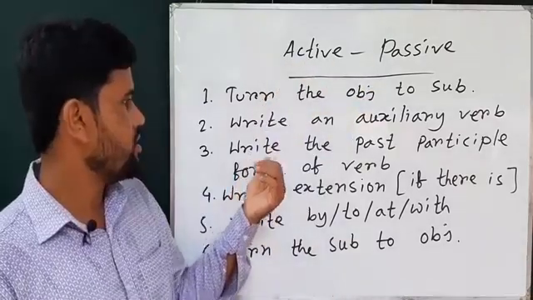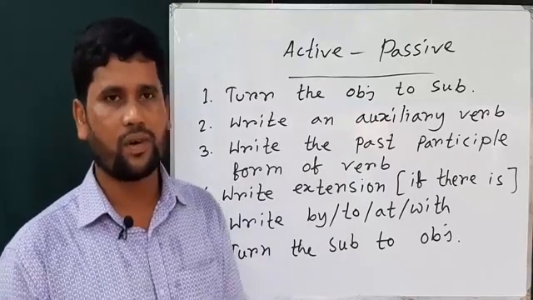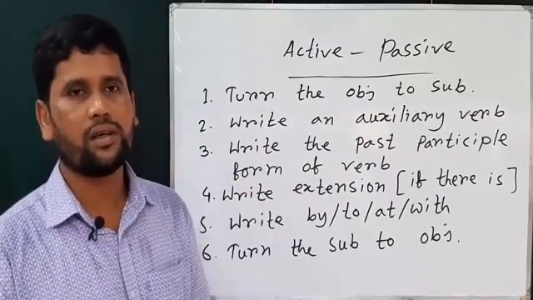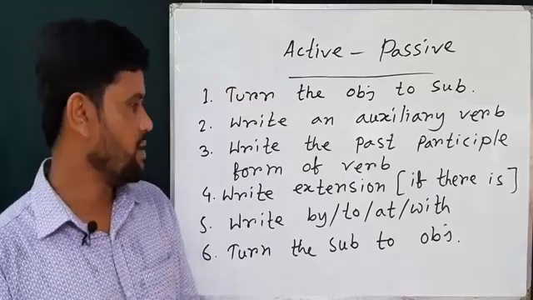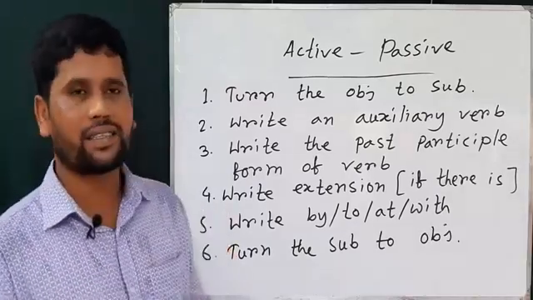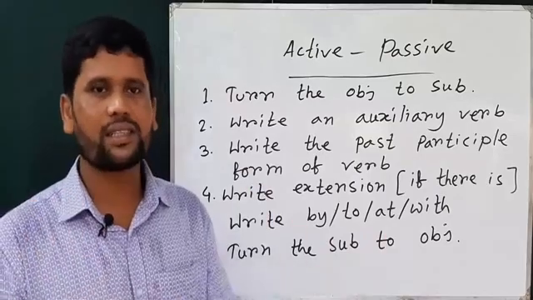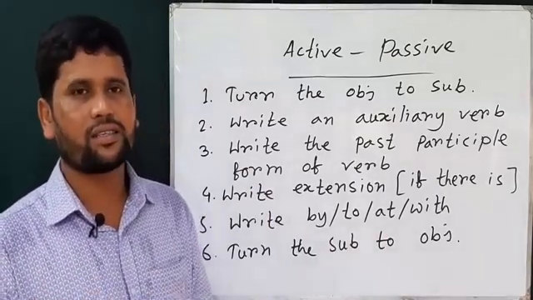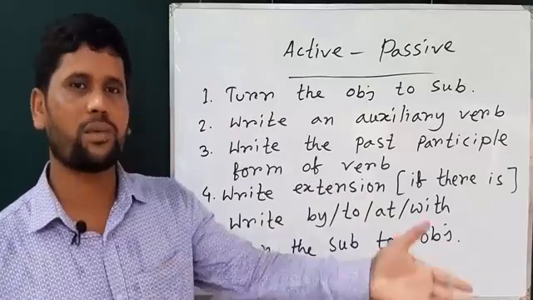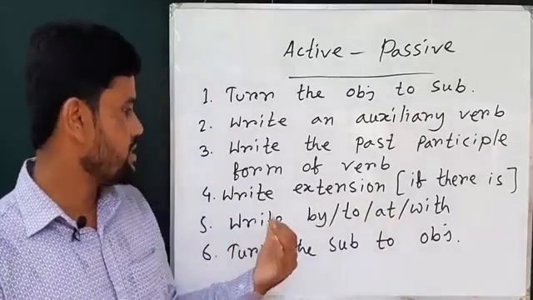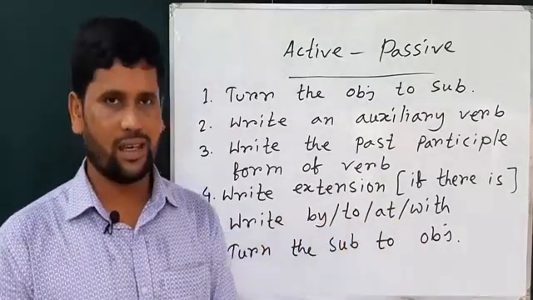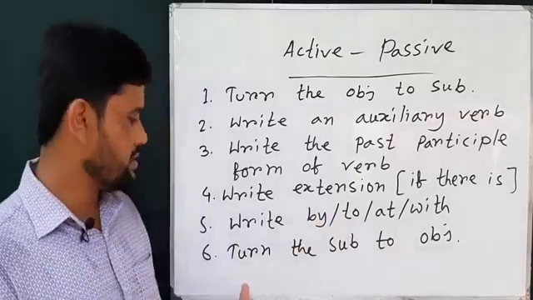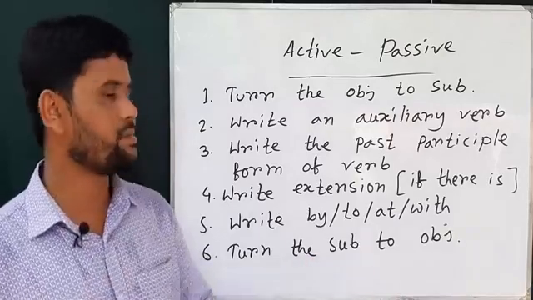Then write the past participle form of the verb. In every passive sentence we must use the past participle form of the verb. Then write the extension if there is one. যদি extension থাকে তাহলে আমরা extension লিখব. We can write the extension at the end of the sentence. বাক্যের শেষেও আমরা লিখতে পারি. Then we need to write by, to, at, with. Actually we use it based on the verb. And then number 6, the last step, turn the subject to object.